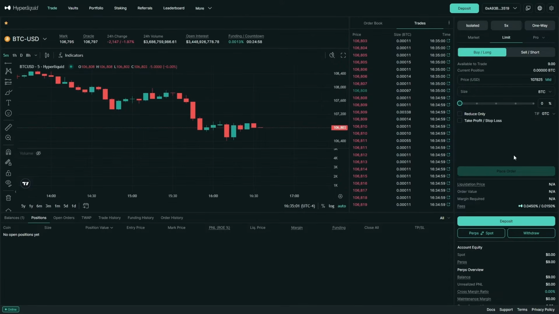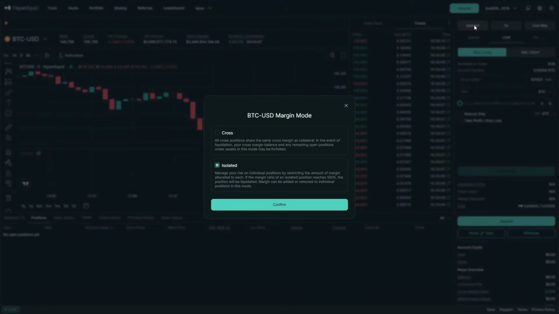Now we're almost ready to execute our trade, but before that, we want to understand all the different options that we have when we are trading perpetuals. So let's go up here, all right, and let's click on isolated. So you can either choose isolated or cross. Now what this means is if you are using cross margin, it uses your entire account balance to keep your position open. It pulls from your available funds to avoid liquidation.